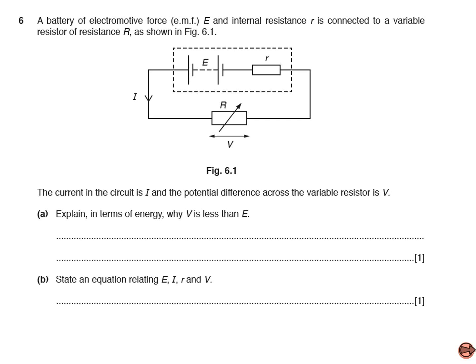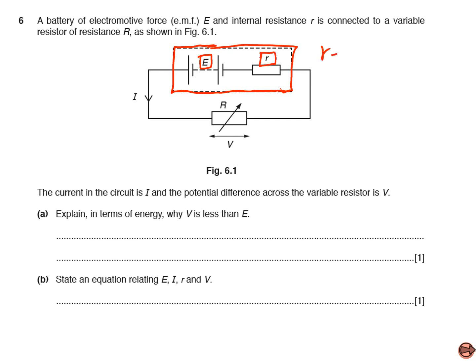Let me explain to you first of all what is internal resistance. You can see inside this dotted box we have a battery. This is E, representing the EMF, and we also have small r. This is the internal resistance.